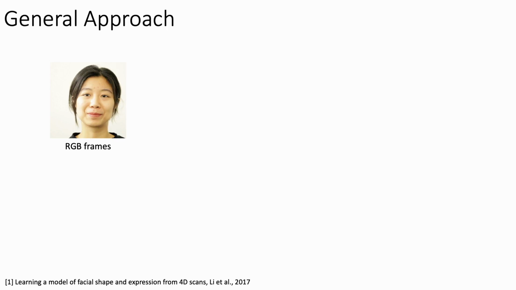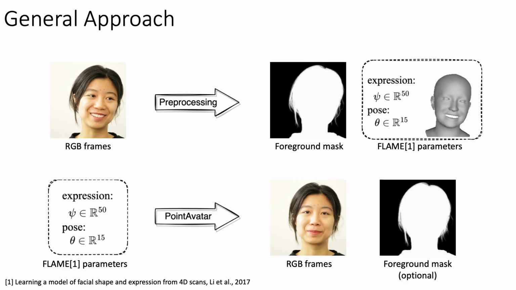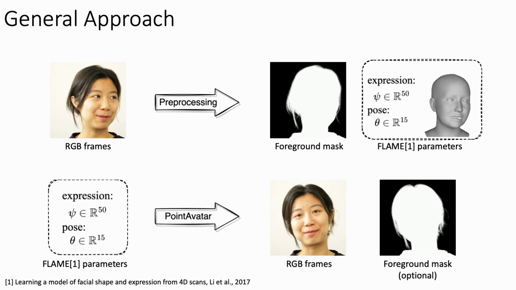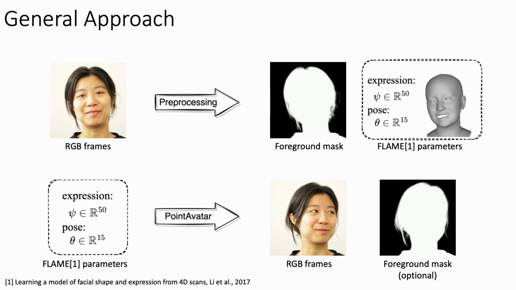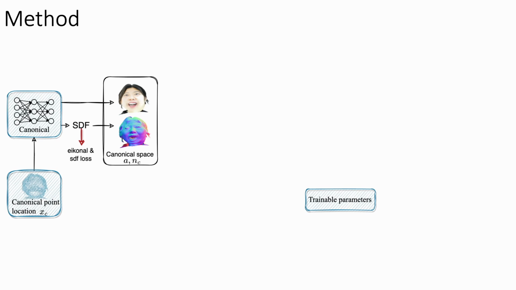We first pre-process our video by estimating the foreground masks and the FLAME expression and pose parameters. Then, we use the FLAME parameters as the training input and supervise our model with the original RGB frames and the estimated segmentation masks. PointAvatar jointly learns three components.